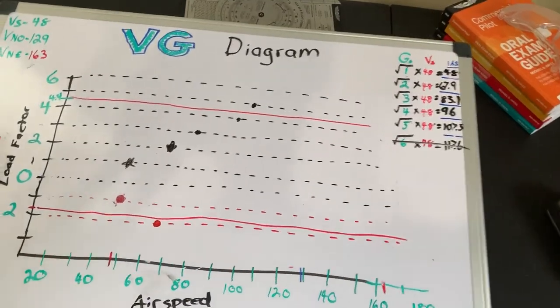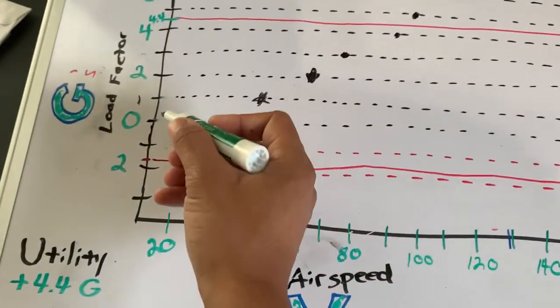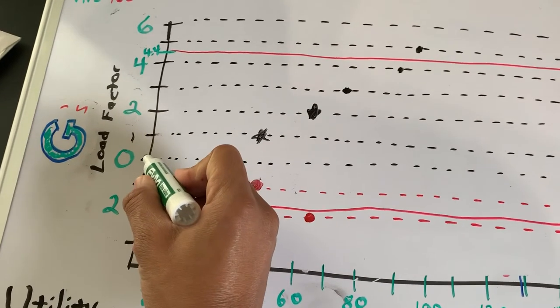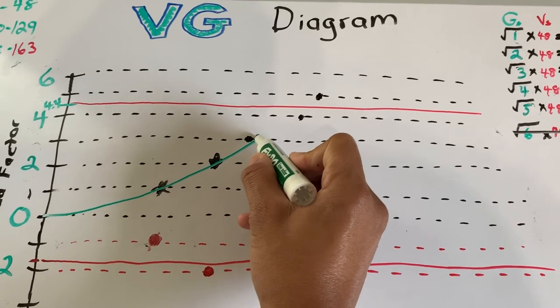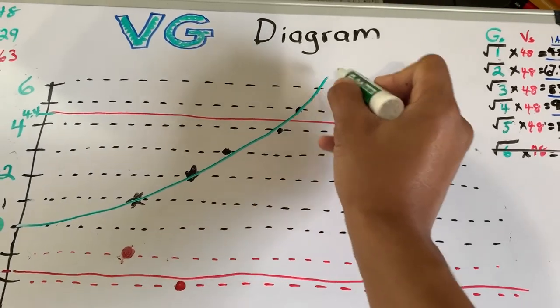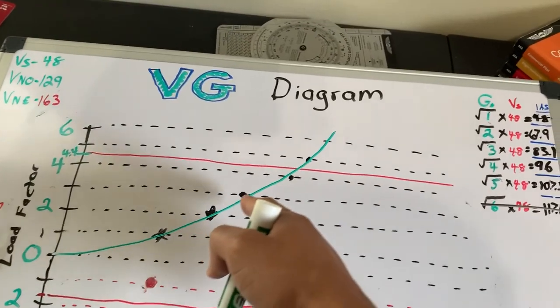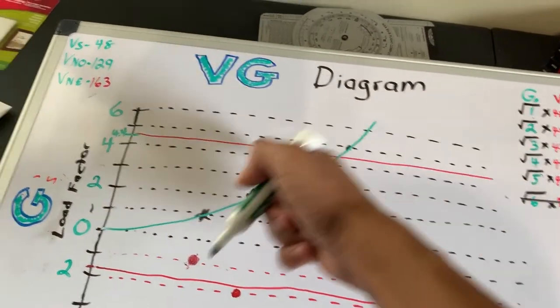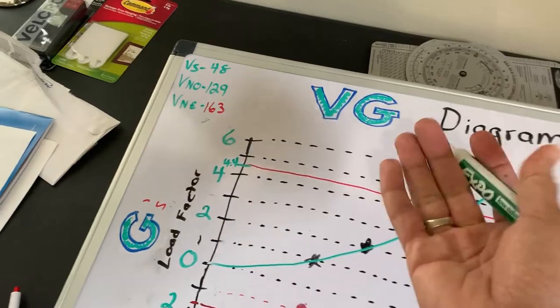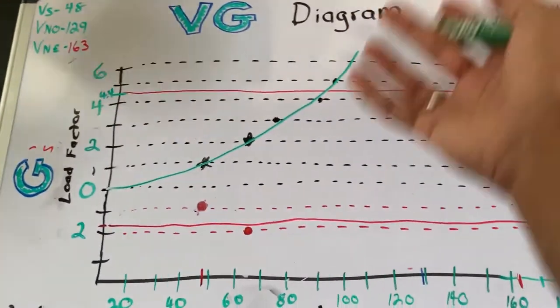Okay, all right, now what we're gonna do is connect the dots. So starting from 0, we're gonna go all the way up, connect the dots, connect the dots, connect the dots. And then of course, you can keep on going. I mean, you can go unlimited, but obviously it doesn't make any sense to keep going past 4.4 Gs because what's the point? Your aircraft can't go up past that point anyway.